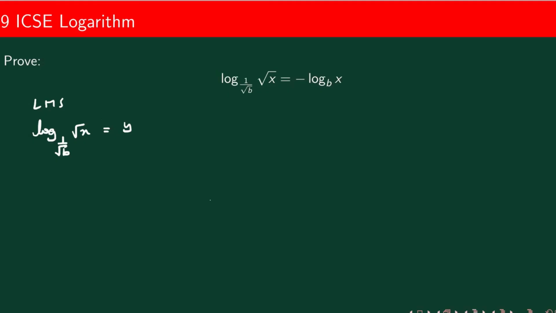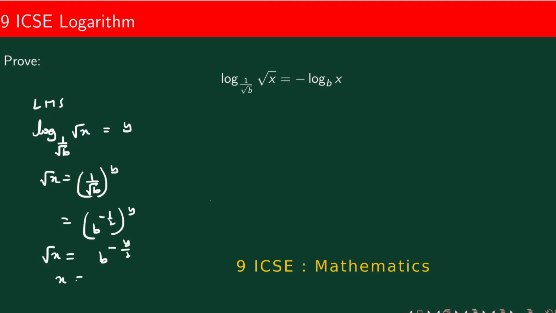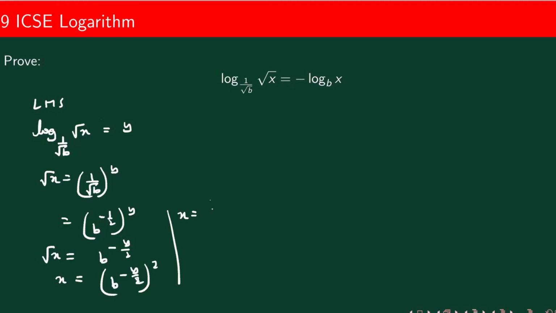If I convert the logarithmic form to the exponential form, what do I get? I get root of x is equal to 1 upon root of b raised to y. So this can be written as b raised to minus half raised to y, and I'll get b raised to negative y upon 2 as root of x. Or I'll get x as b raised to negative y upon 2, squared. What does that give me? That gives me x is b raised to minus y, because that will get multiplied.